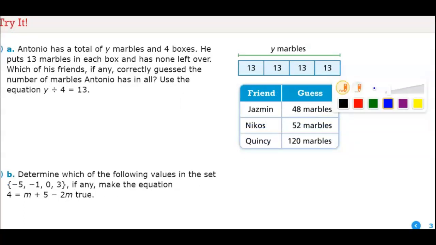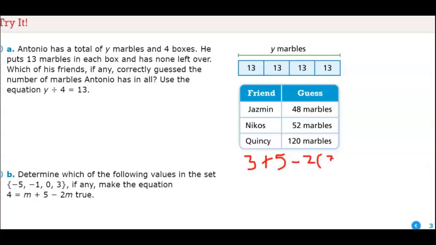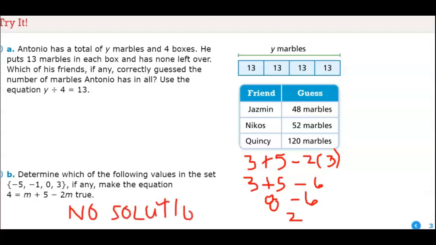Let's try 3. Negative 2 times 3 is going to be negative 6 plus 5 and 3 is still there. We have 3 plus 5 is 8. 8 minus 6 is 2. So 3 is not a solution either. So that means that there is no solution. And that's it.